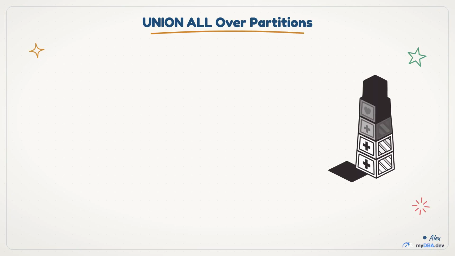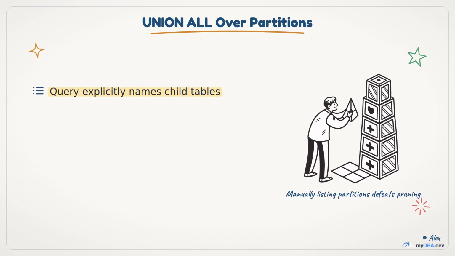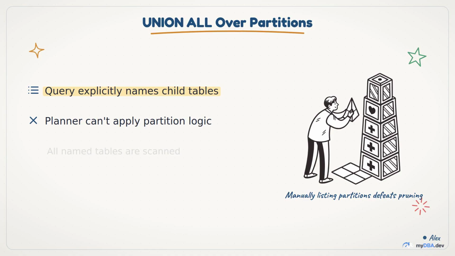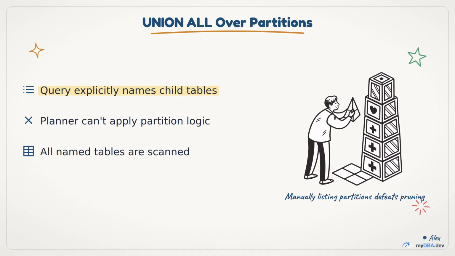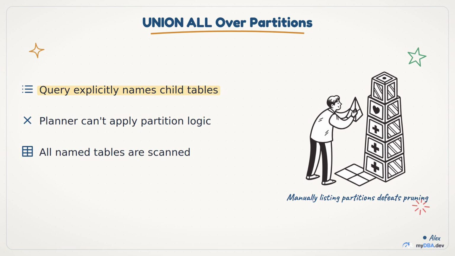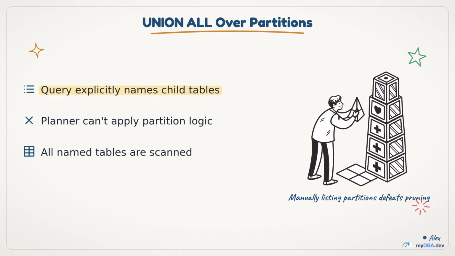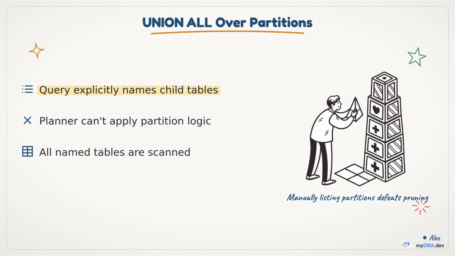Some legacy code manually unions child tables. Select asterisk from orders_2024_01, union all, select asterisk from orders_2024_02, thinking it's helping the planner. But this bypasses the partition infrastructure entirely. The planner treats them as separate tables, and union all forces all listed tables to be scanned, bypassing any partition pruning logic. Every table in the union is scanned, and you lose the benefit of partition-aware planning.